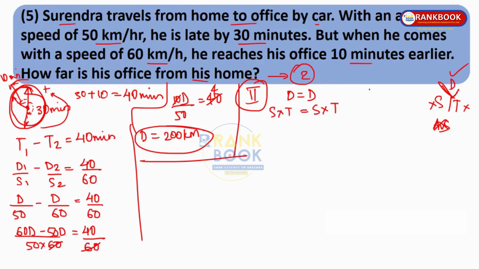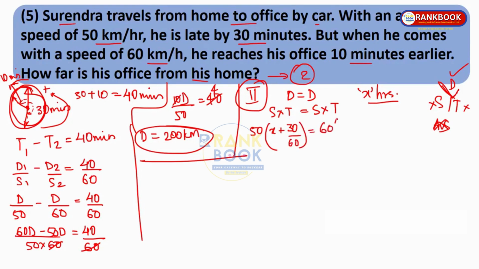Now, regularly we do not know in how much time Surendra reaches his office. Let us assume that Surendra takes X hours to reach his office, right? Since he is taking X hours, speed in first case is 50. What is time in first case? He takes normal time plus he is late by 30 minutes. So he is taking 30 minutes extra, so plus 30 minutes, converting minutes into hours, 30 upon 60.